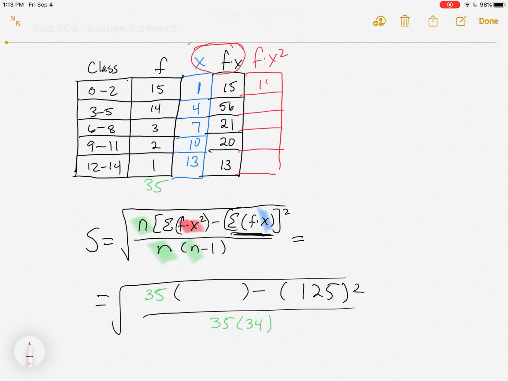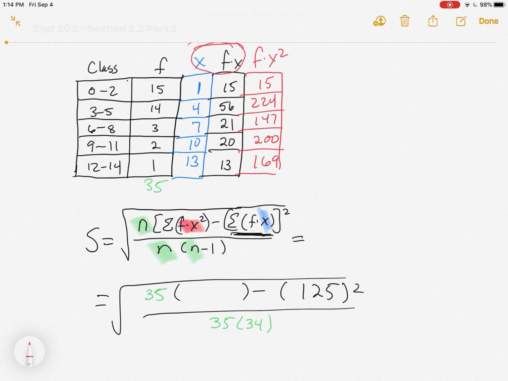So what do we get for this first one? Well, we get 15. And then we get 4 times 56 for 224. Now notice if you did 16 times 14, which would be x squared times f, you get the same 224. 7 times 21, you get 147. 10 times 20, 200. 13 times 13, 169.